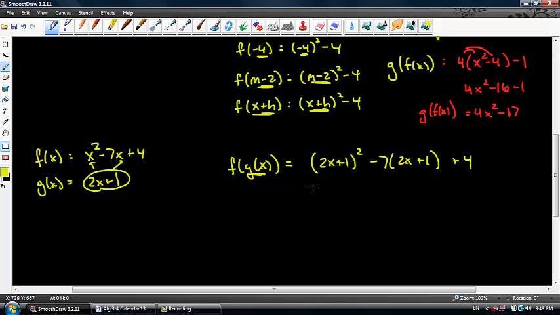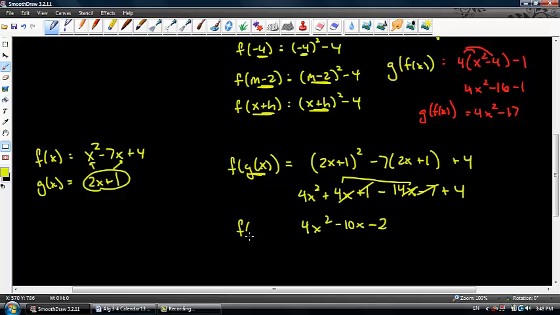Let's go ahead and simplify this. This is 4x squared plus 4x plus 1 minus 14x minus 7 plus 4. Let's combine what we can. Those are going to combine to become negative 10x. 1 minus 7 is negative 6 plus 4 is negative 2. And I get 4x squared minus 10x minus 2. And that is f of g of x.